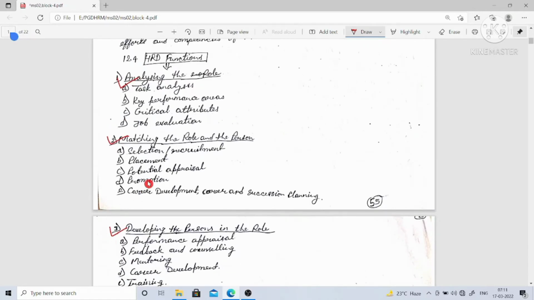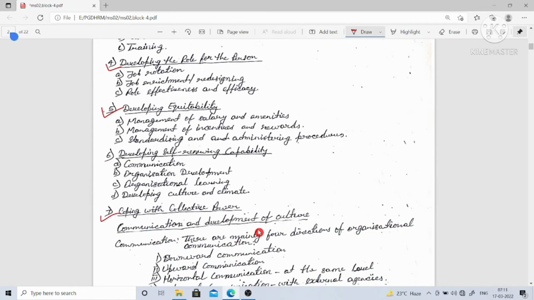So here given first analyzing the role, and second matching the role and the person. Third, given developing persons in the role. Fourth, given developing role for the person. Fifth, given developing equitability. Sixth, given developing self-renewing capability. And seventh, coping with collective power.